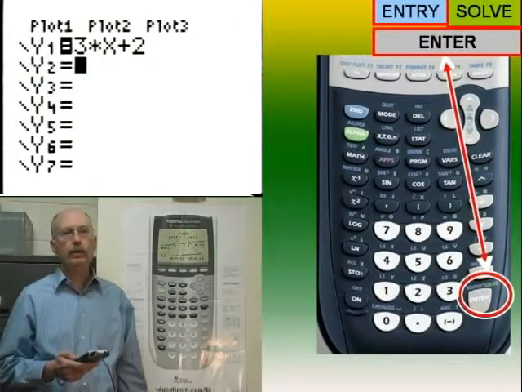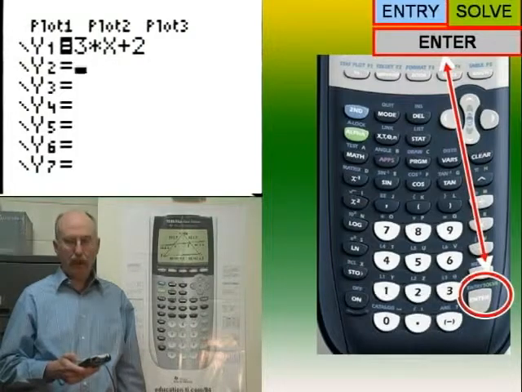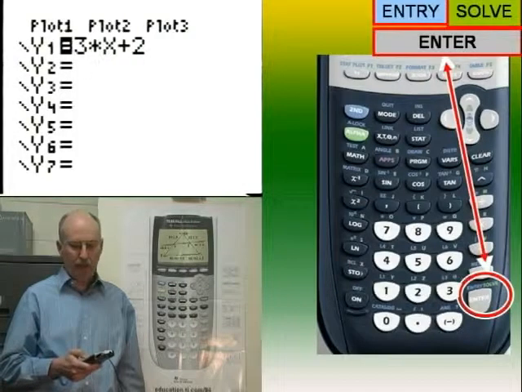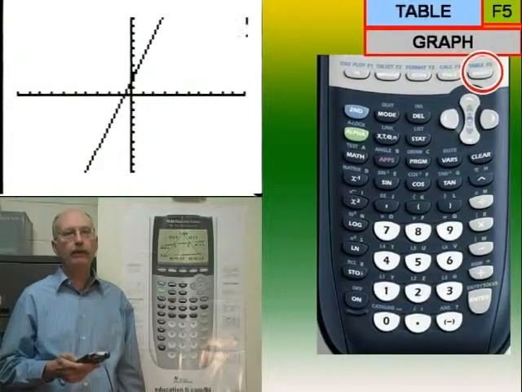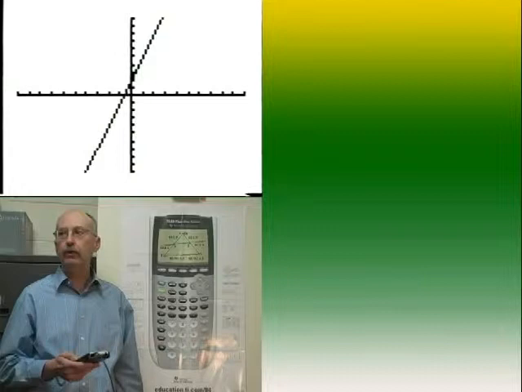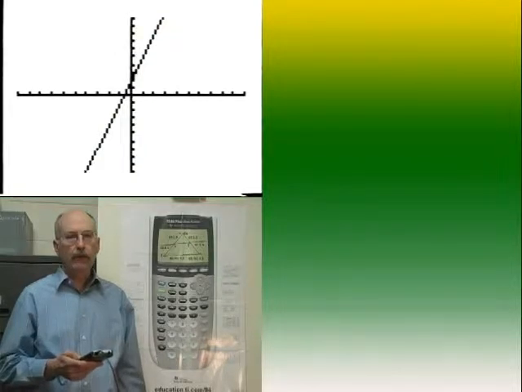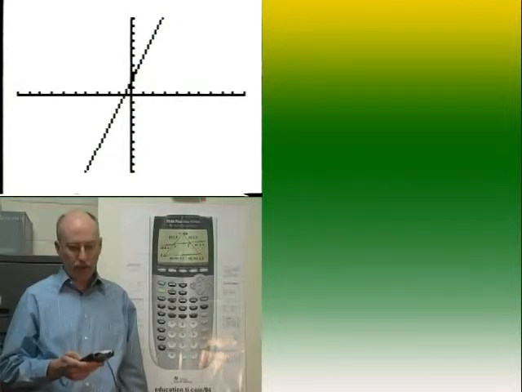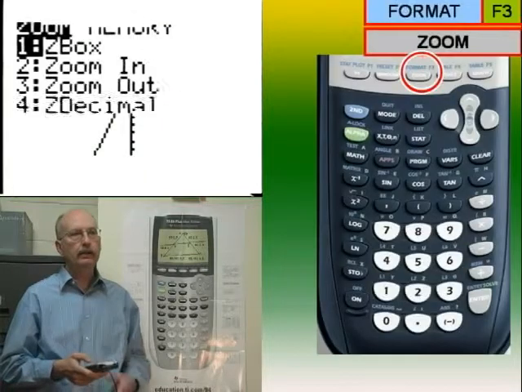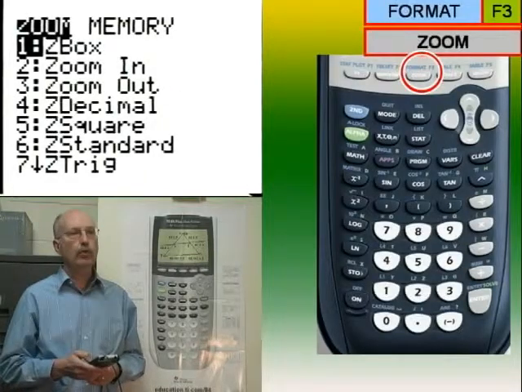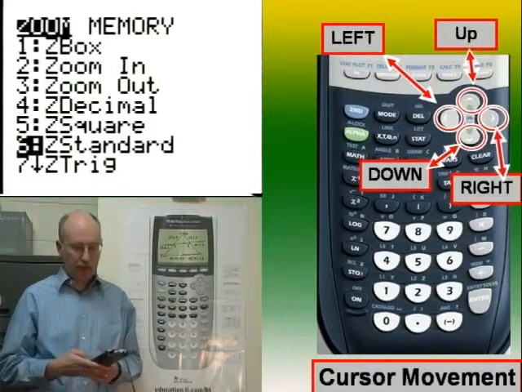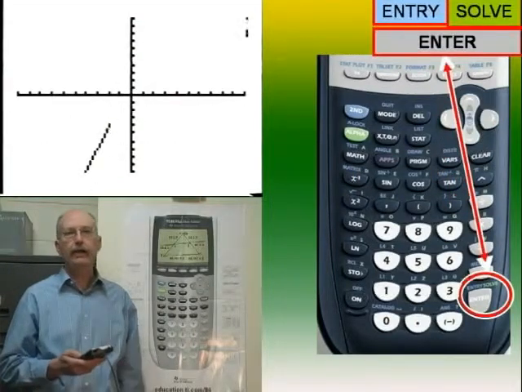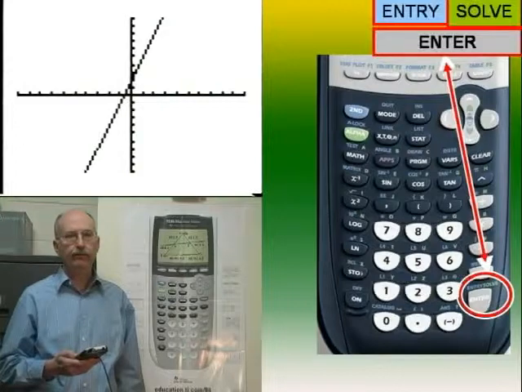Now that we've got the equation entered, let's graph it. We can do that by pressing the graph key in the top right-hand corner. And you can see the graph appears. If your graph didn't appear, it could be that the window's not set correctly. The best way to do that for this equation is hit zoom, and then we're going down to a standard window, which is option number 6. So we'll scroll down to number 6 and press enter, and now your graph should be in the frame.